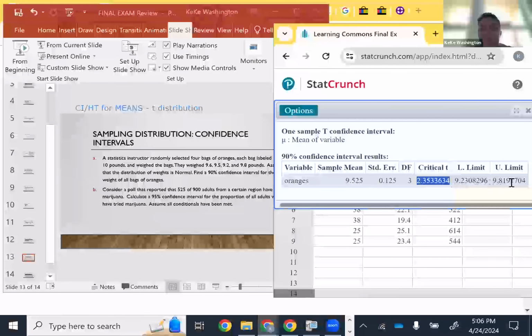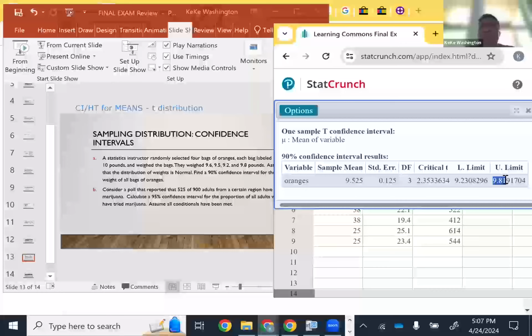And then here's your confidence interval. It's the lower limit and the upper limit. Remember that a confidence interval gives you plausible values for your parameter. So therefore, we are 90% confident that the mean weight of all bags of oranges is between 9.2 and 9.8 pounds a bag.